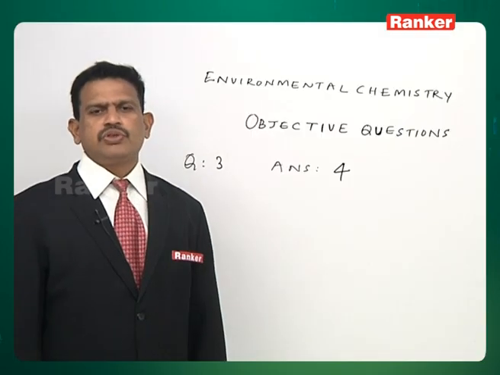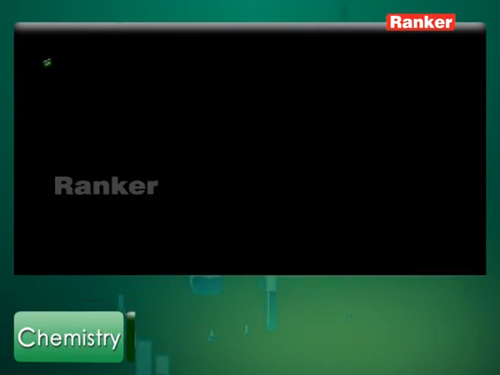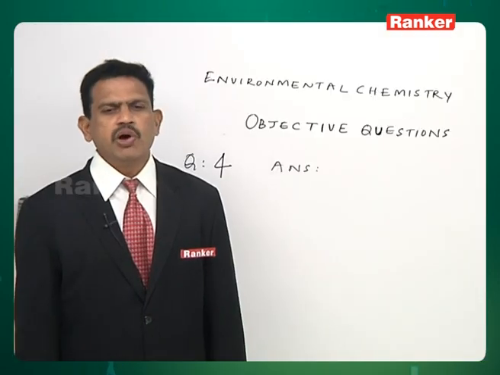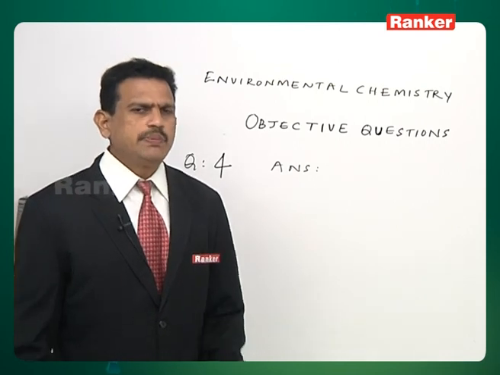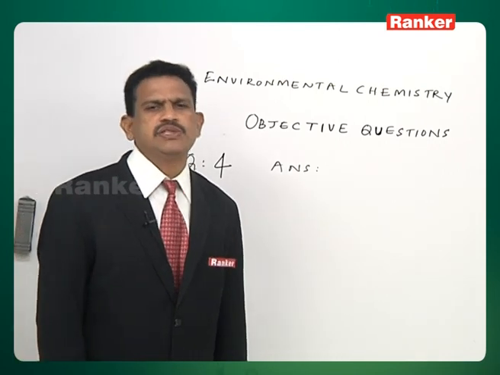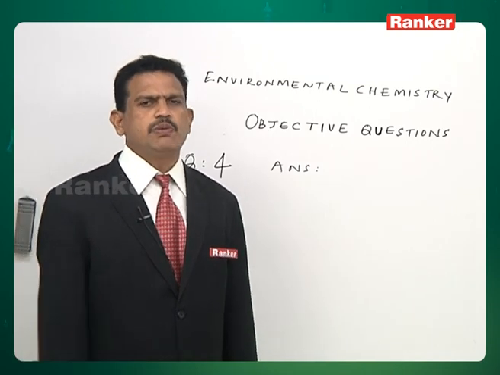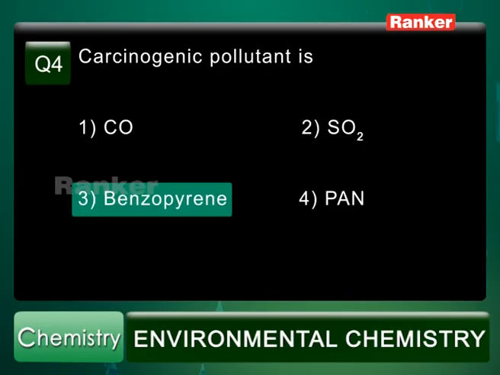Moving to question number 4. Carcinogenic pollutant is option 1. Carbon monoxide, 2. Sulfur dioxide, 3. Benzopyrene, 4. Peroxyacetyl nitrate, that is called PAN. So, among these the cancer producing carcinogenic pollutant is benzopyrene. Exhaust fumes of automobiles release this benzopyrene. So, we can go for option 3.